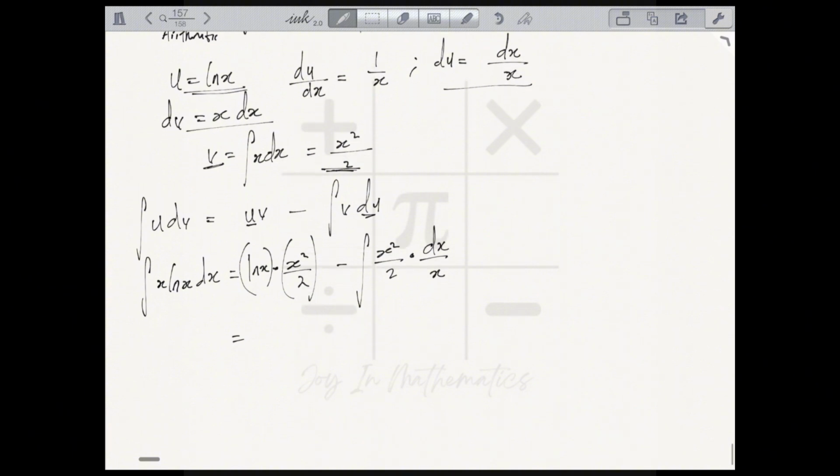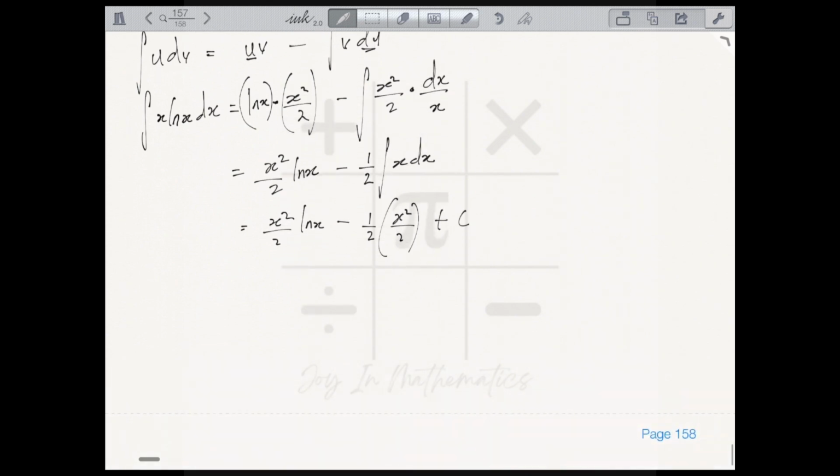So simplifying this further, this will give us x squared over 2 ln x minus 1 over 2, as a constant, the integral of x dx. So this is x squared over 2 ln x minus 1 over 2, and integrating x, we will have x squared over 2, plus c. So we can factorize using x squared over 2, and this will give us ln x minus 1 over 2, plus c. And this is the final answer for the integral of x ln x dx.